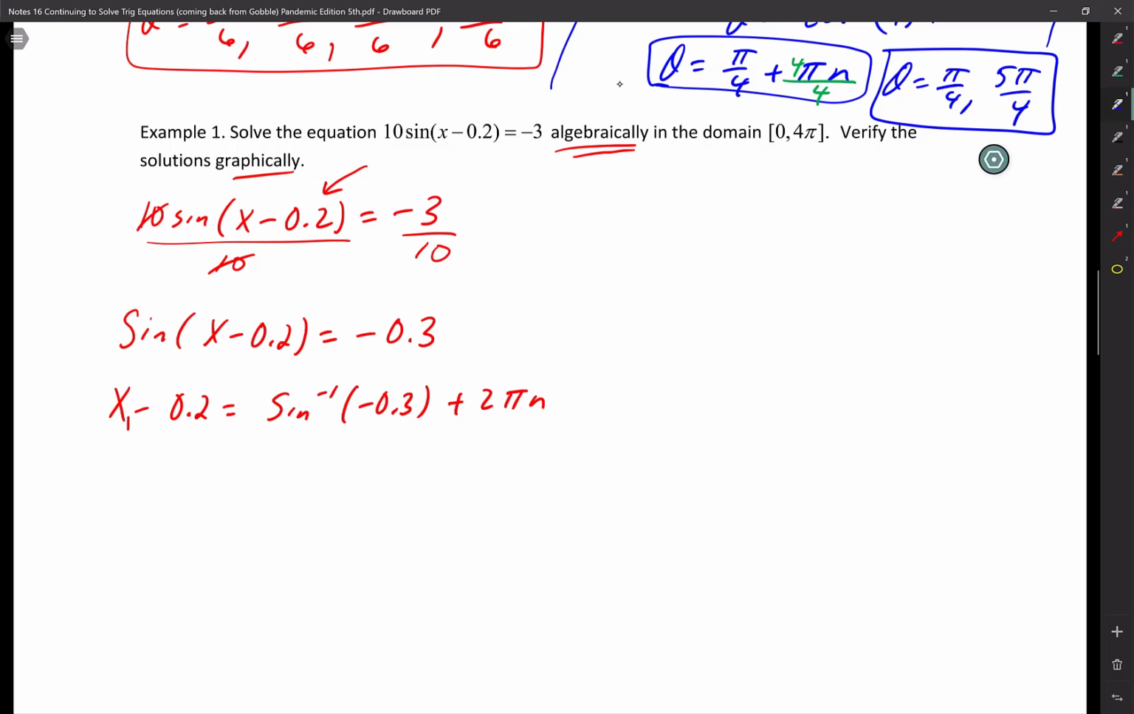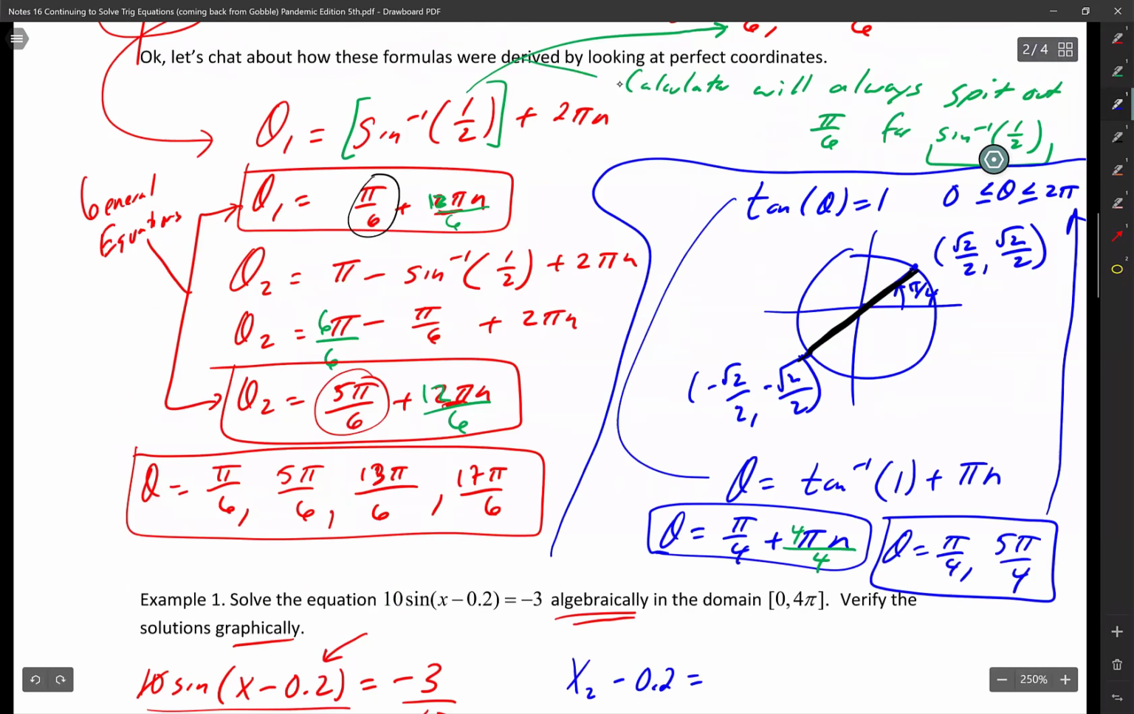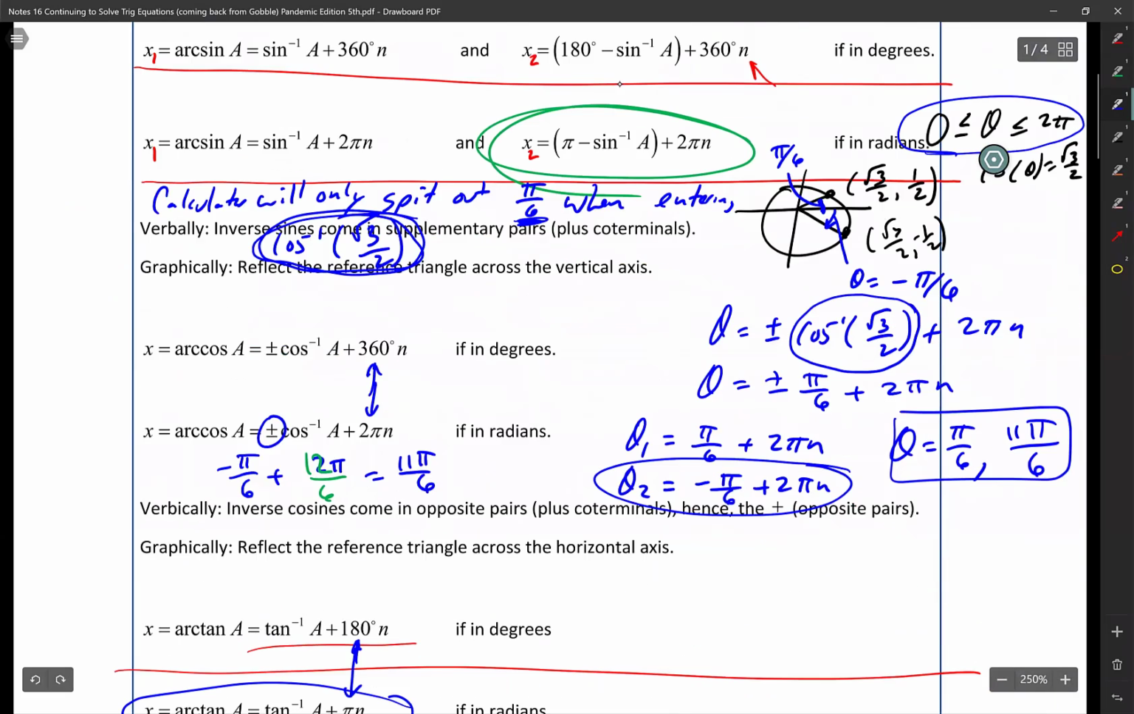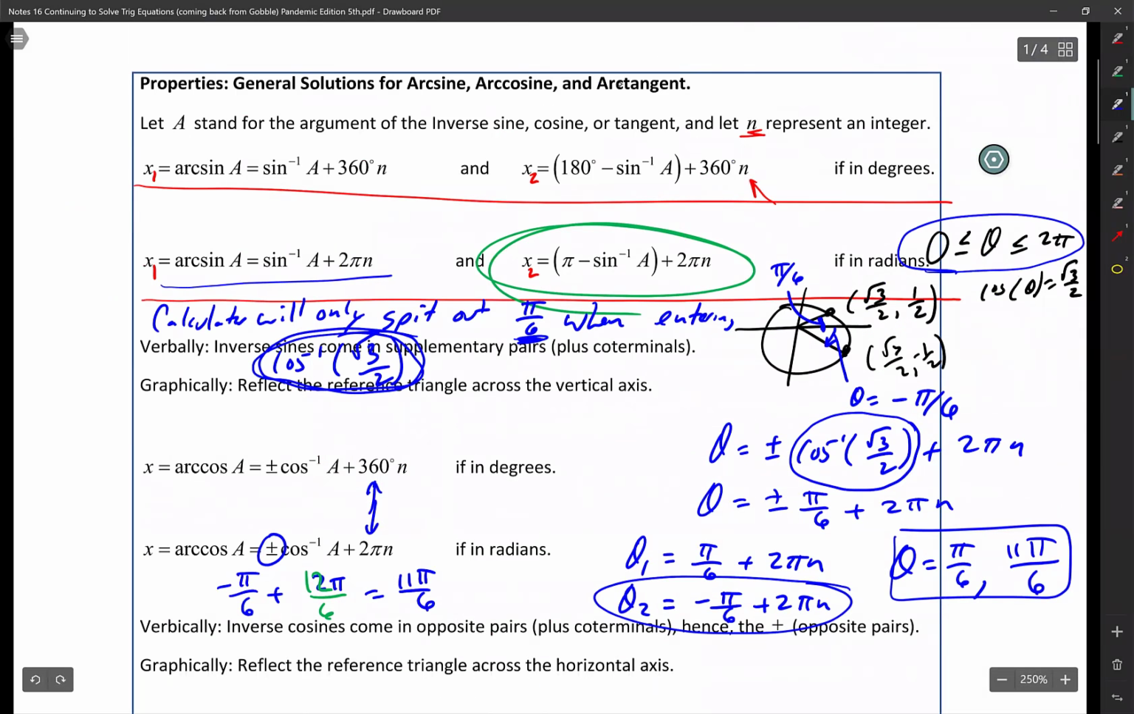So here we go. I'm doing the same thing again, guys. X of 2 minus 0.2 equals, now I'm not going to write arc sine of negative 0.3 again. Remember, I'm doing the second equation. So if I'm doing the second equation, here's the first one. I just did this part right here. So what am I going to write first now?